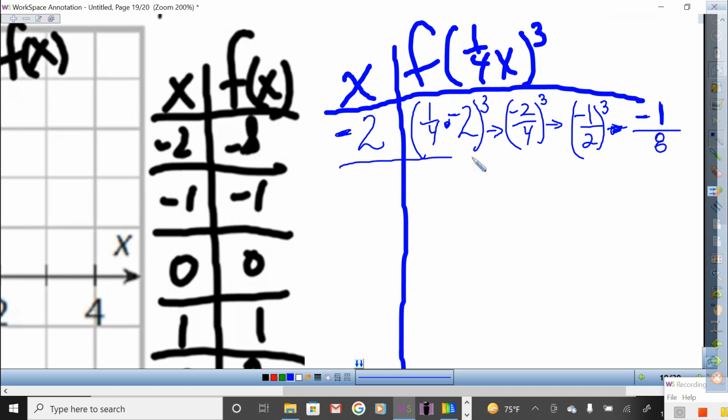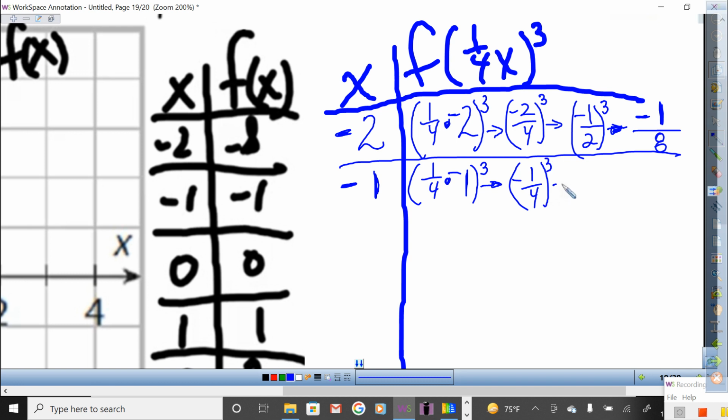Do the second value. The second value is going to be what? -1. And once again, parentheses, 1/4 times -1 cubed. That leaves us with -1/4 cubed. So let's see. What is -1 times -1 times -1? -1 over. What is 4 times 4 times 4? 64. Here we go. 0, 0.